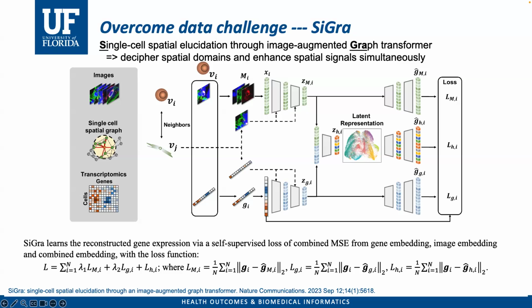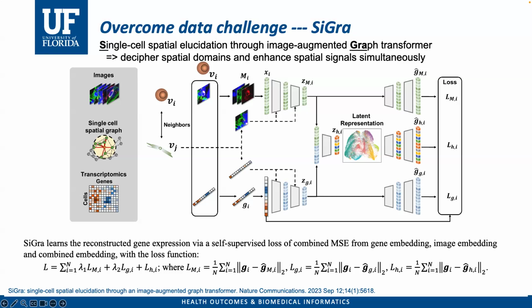So in this one, you're saying you make a graph, and each node in the graph is a cell. You put in the data and you get this latent representation. You have three heads here, right? GMI, GHI, GGI. So what does each represent?